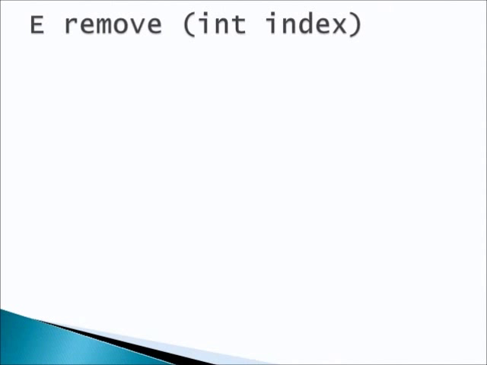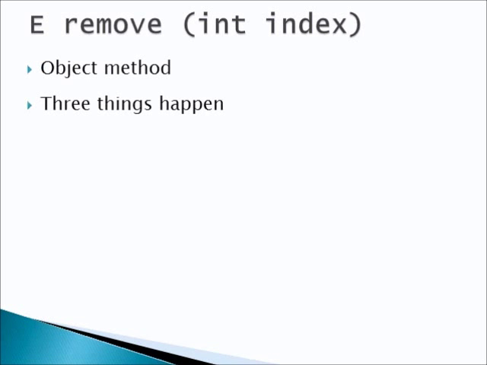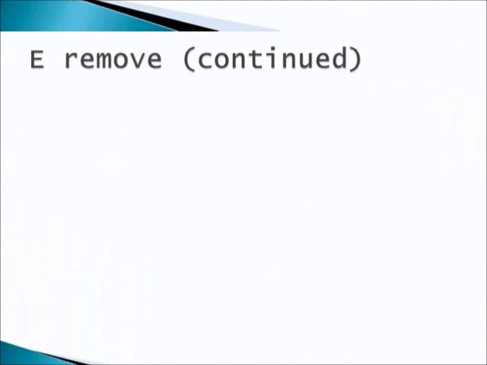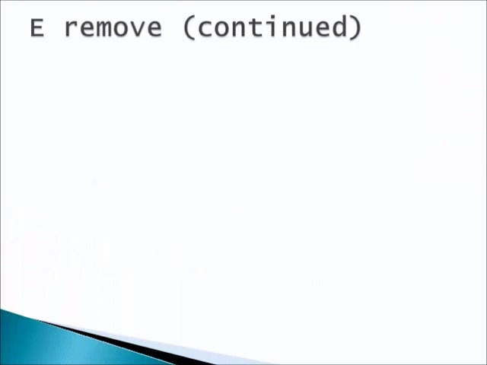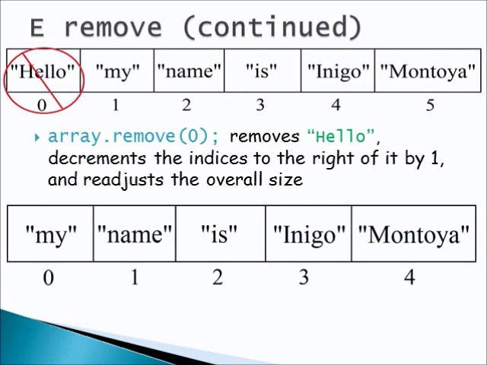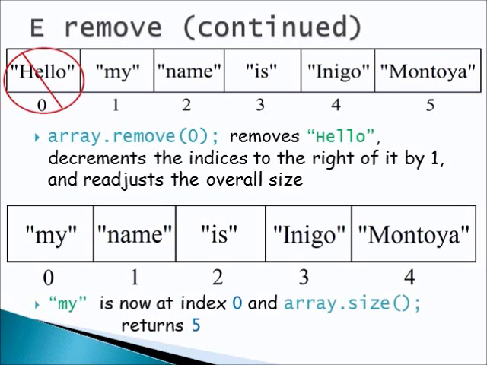Remove is the third object method that does 3 things. First, it removes the object at index. Second, it shifts all elements at index plus 1 and greater to the left. And 3, it readjusts the overall ArrayList size. Continuing on, array.remove, when you pass it 0, removes Hello, decrements the indices to the right of it by 1, and readjusts the overall size. Now, my is at index 0, and array.size returns 5.